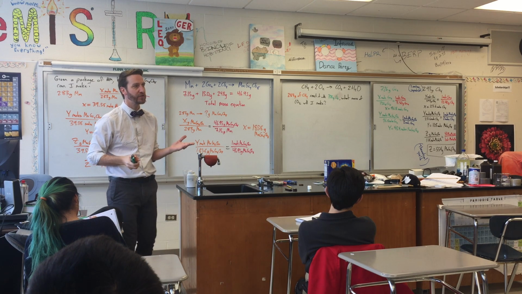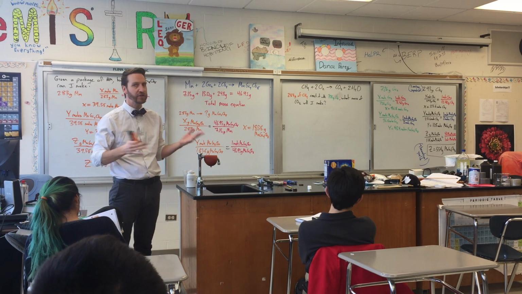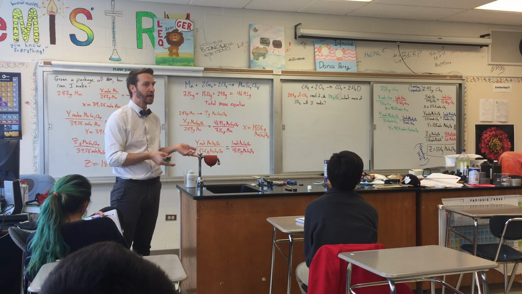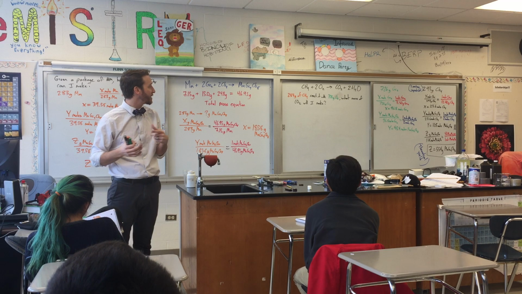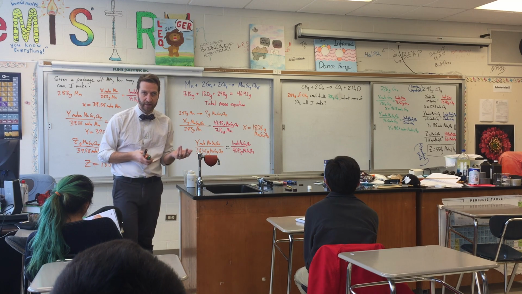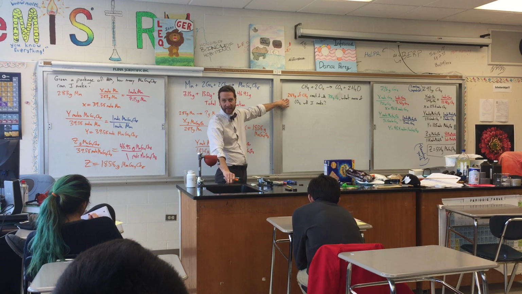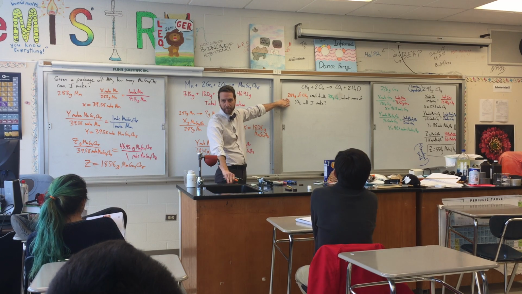Well, we've got two ingredients, right? We're going to have to do two calculations. We're going to have to say, given the amount of CH4, how much CO2 can I make? And given the amount of O2, how much CO2 can I make? Do I really have to do that? Isn't this one going to be limiting since we have less of it?